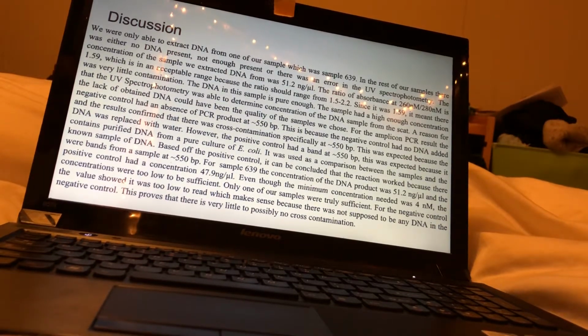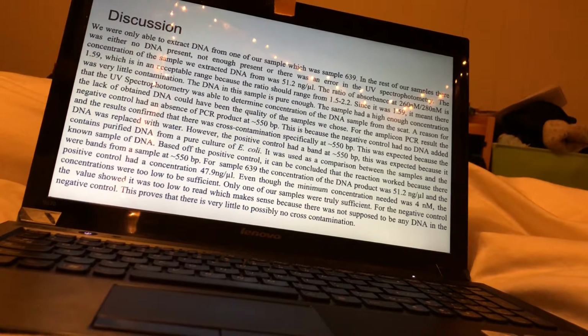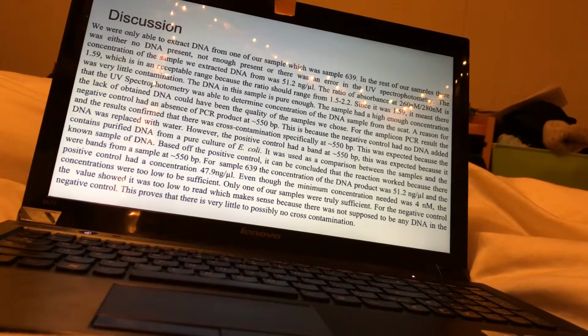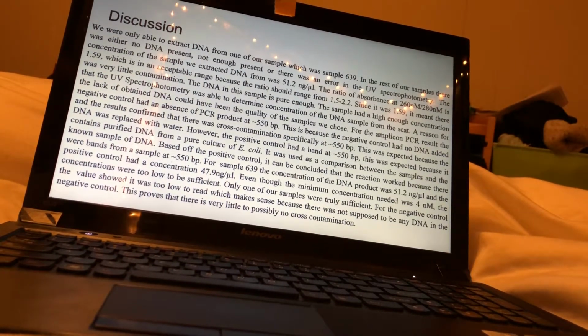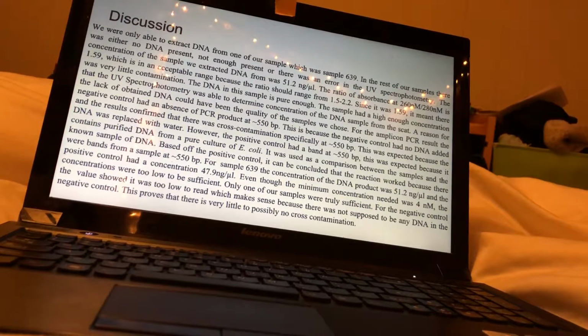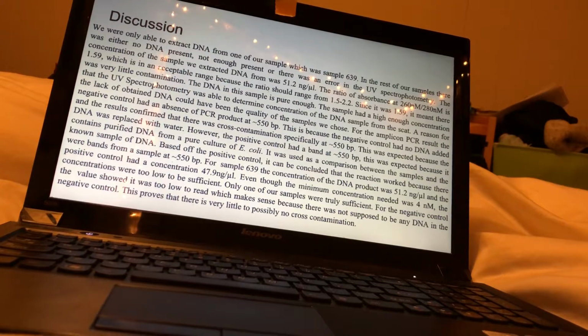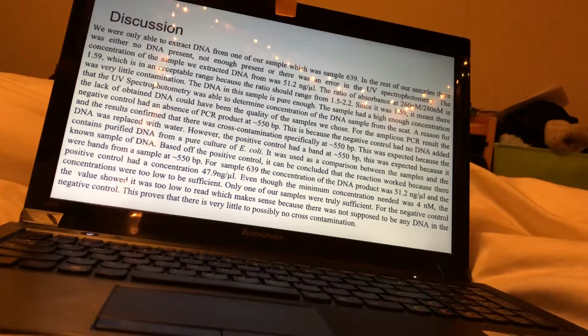A reason for the lack of obtained DNA could have been the quality of the samples we had chosen. For amplicon, the PCR results, the negative control had an absence of PCR product at about 550 base pairs. This is because the negative control had no DNA added. Therefore, it just confirmed that there was no cross-contamination in our samples.